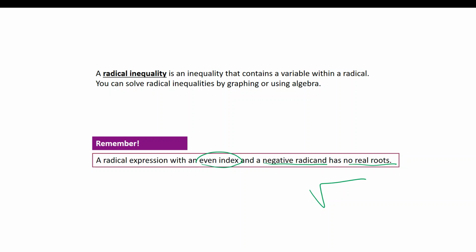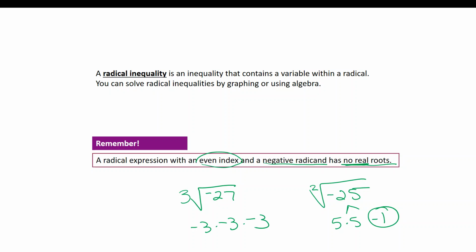So if I said something like the square root of negative 25, I've got my 5 and a 5, but I also have to get a negative 1 in there, which is an imaginary. So that means there's no real roots for that. If it had been a cube root, like the cube root of negative 27, we can get negative 3 times negative 3 times negative 3, and that actually equals negative 27. But if it's even, we can't get there.